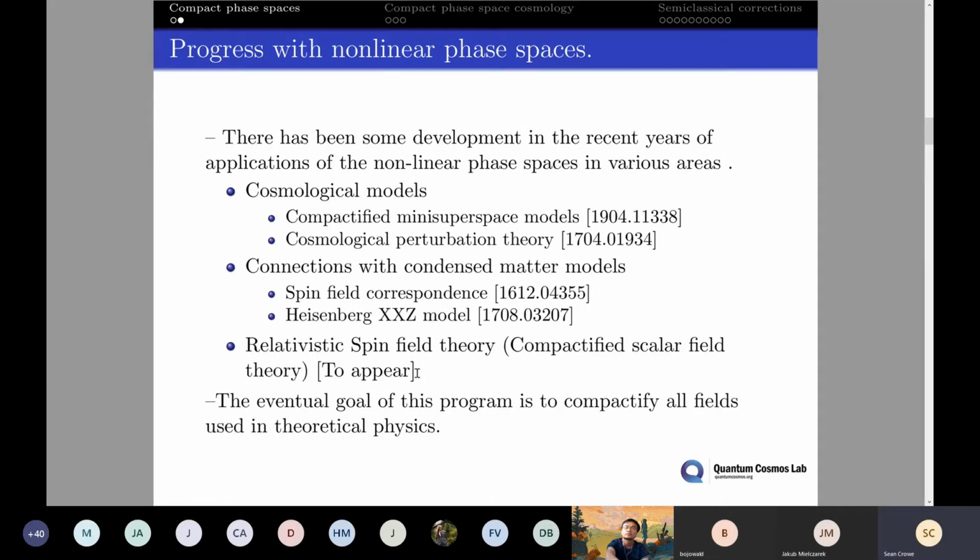And currently, we're working on the relativistic spin field theory. So we're asking the question of how we can put an Ising model, say, on a curved background such that this spin field actually has covariant symmetries built into it. So that work is to appear hopefully pretty soon. And the eventual goal of this program is to, of course, compactify all fields used in theoretical physics. So that's the direction we're exploring.